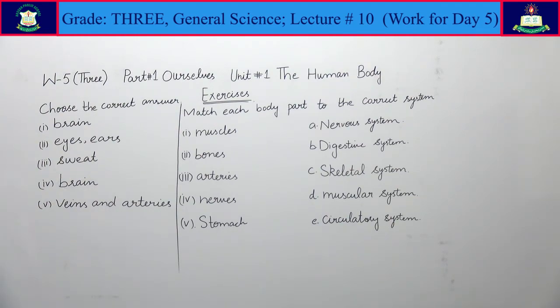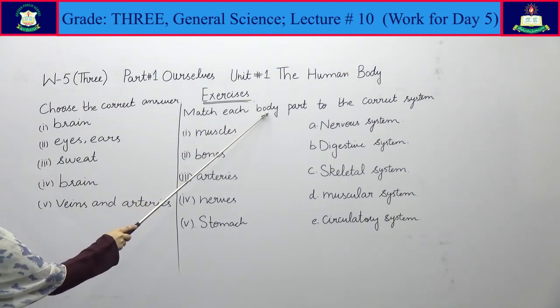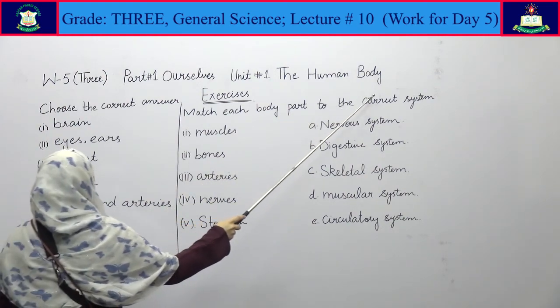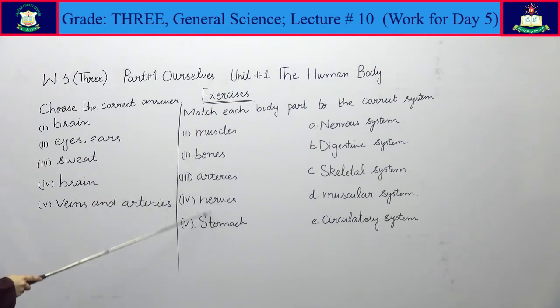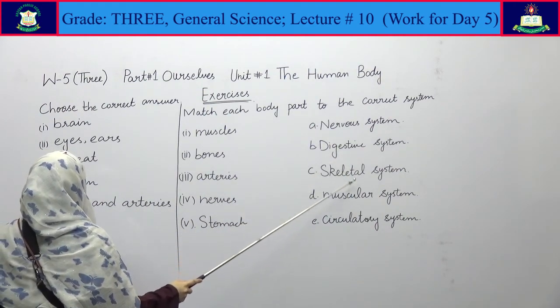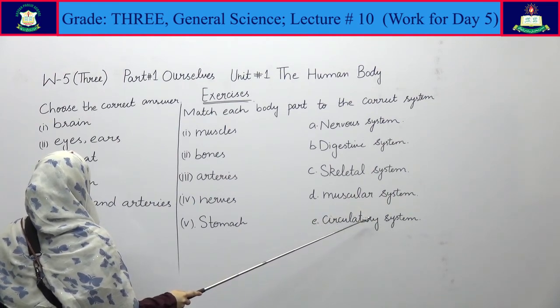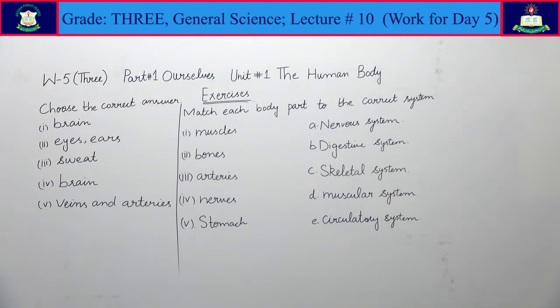So students, in exercise we have completed question number 1. Now let's start question number 2. Match each body part to the correct system. Students, these are body parts. Column A includes body parts and column B consists of different systems. Match each body part to the correct system.